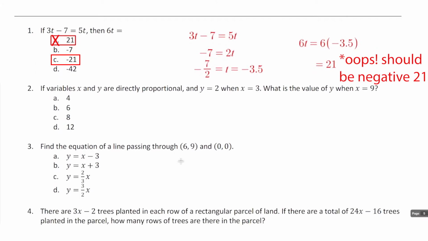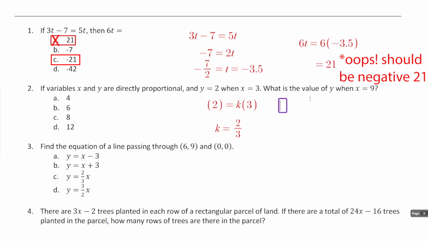Number 2 says if variables x and y are directly proportional, and y equals 2 when x equals 3, what is the value of y when x equals 9? So to be directly proportional, that means there is a constant that we can multiply by x to get y. Okay, there's no y-intercept essentially. So to figure out what this constant is, set x to be 3 and y to be 2. And so to figure out this constant, we'll divide both sides by 3, and so k will be 2/3.